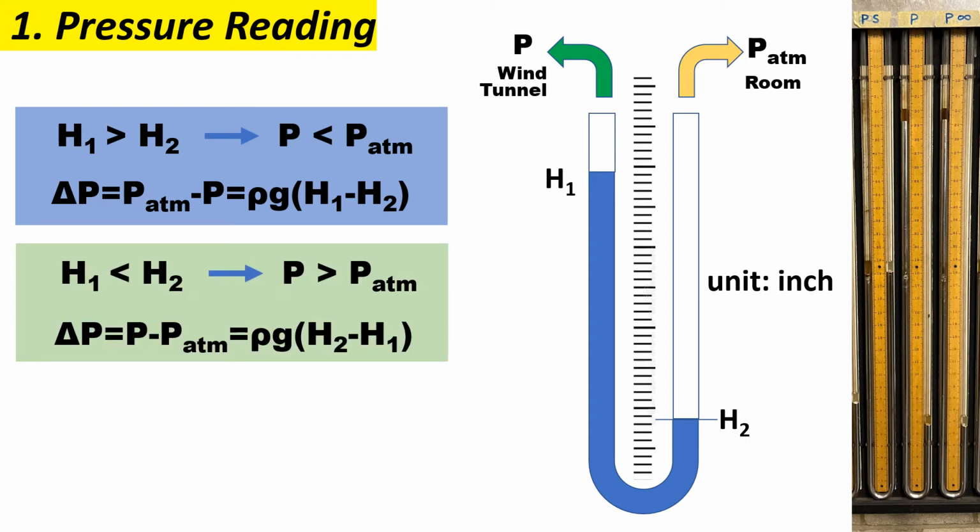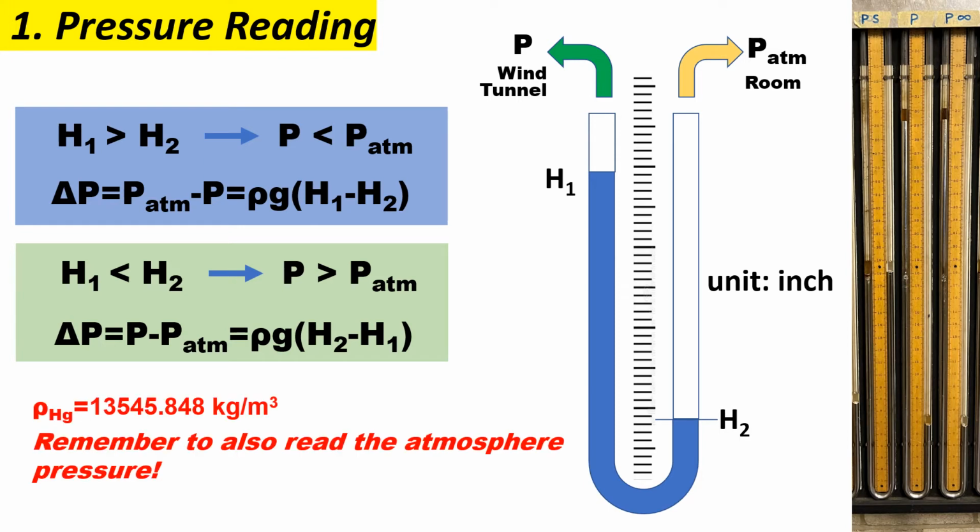Now in the opposite case, if H1 is less than H2, the pressure in the wind tunnel is larger than the atmosphere, the room pressure. The pressure difference is still calculated as rho g, but because H2 is larger, we use H2 minus H1. The density of mercury is known, and it's indicated here. So in order to get the absolute pressure of the wind tunnel, you need to measure the atmospheric pressure. Then you can get the absolute pressure in the wind tunnel.